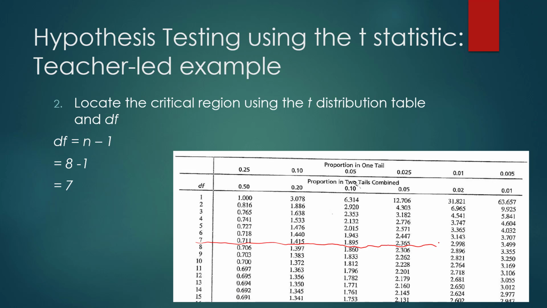How far do we need to go? We said we were going to do a 5% significance level, which is 0.05. We said it's a two-tailed test, so now we're going to break that 0.05 like we did before. We break it into 2, which means in one tail, here's 0.025, but this table is nice, where it tells you the proportion in the two tails combined, 0.05. We come down here, and 2.365 is our critical T.